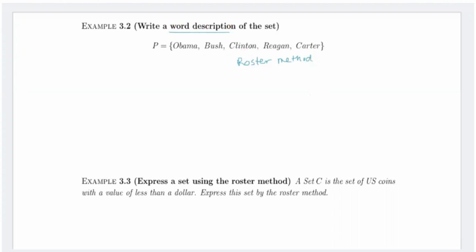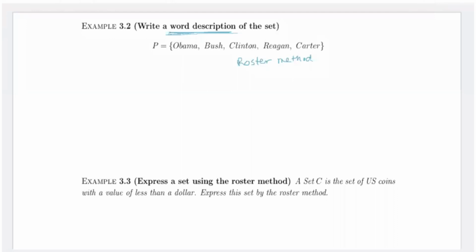So what kind of set is this? That's the question. What kind of set is this? Aaron, what kind of set is this? I don't really know. I'm not really understanding this yet. Okay. Leslie, any idea? Roster method. This is the roster method, but we want to describe it. Is it that P is the set of Obama, Bush, Clinton, Reagan, and Carter?